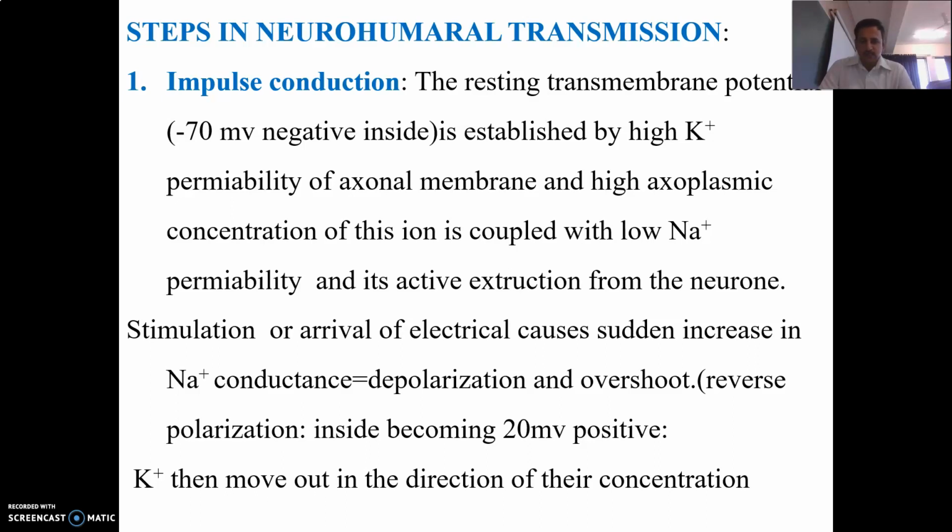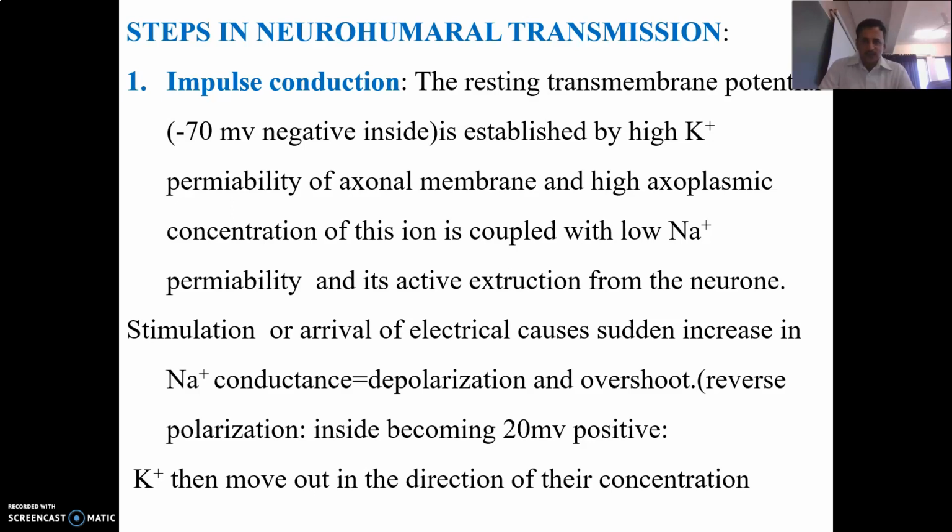Minus 70 millivolts means inside you have a lot of potassium ions, and outside the membrane you have a lot of cations, like sodium or calcium. Inside the membrane you have a lot of anions, like chloride ions. Whenever impulses start conducting in the body at normal levels, there will be conduction of the impulses, then generation of the impulses, then transmission of the impulses. These are the steps taking place in neurohumoral transmission.